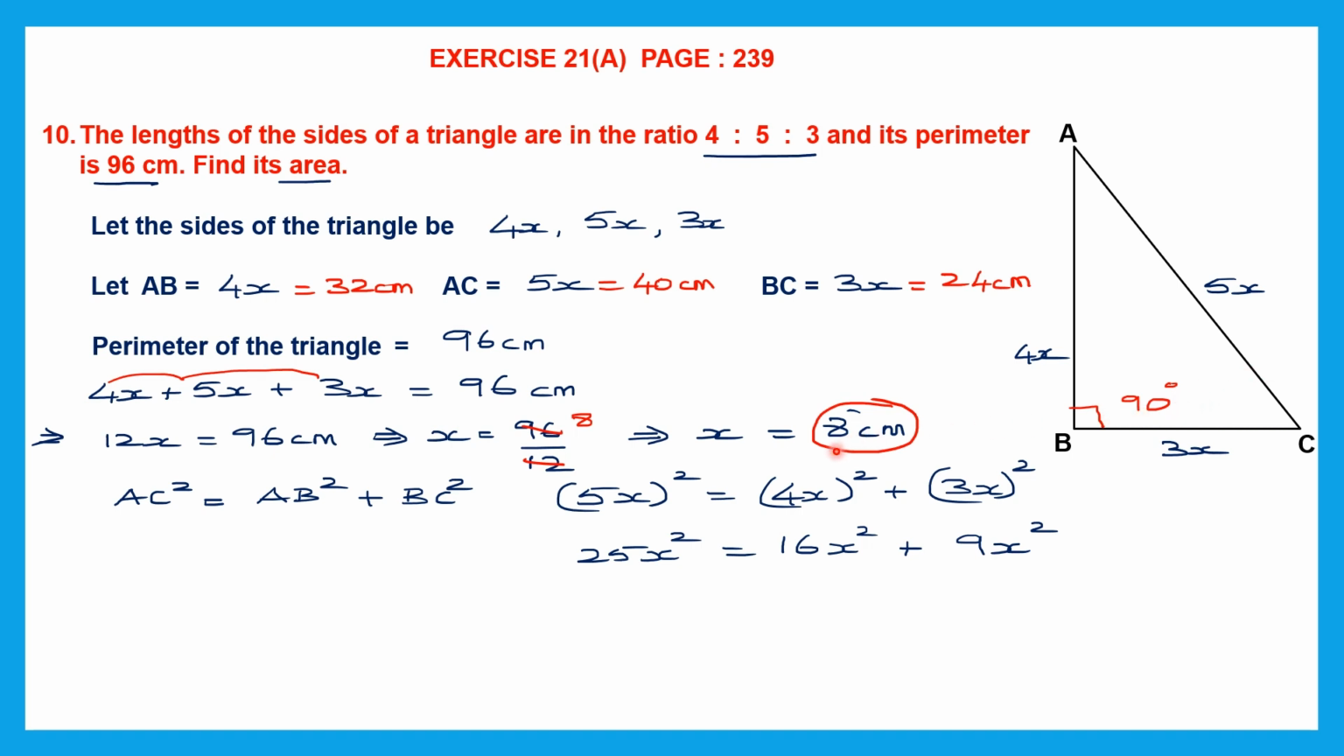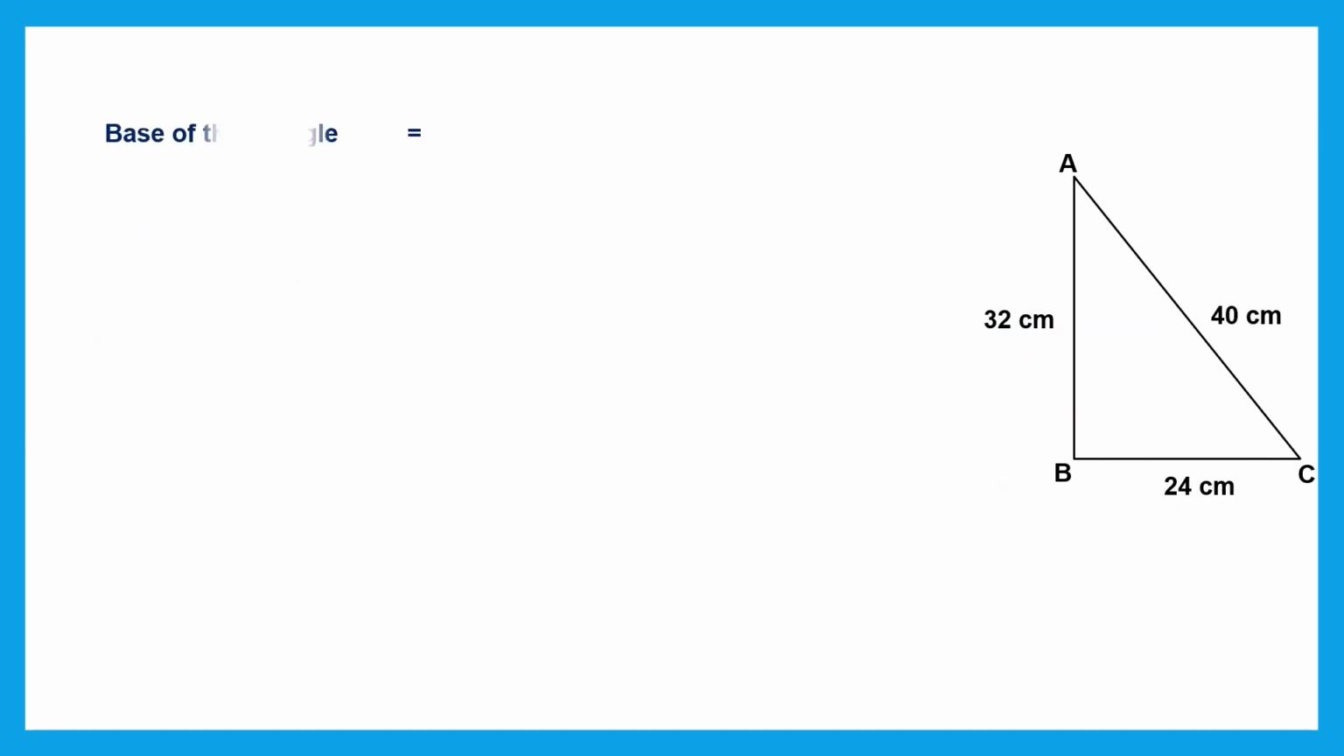So according to Pythagoras theorem, angle B is equal to 90 degrees. So now we can take AB as the height of this triangle, BC as the base of the triangle and apply the formula and find the area of the triangle. So the base of the triangle is 24 centimeters. The height of the triangle is 32 centimeters.